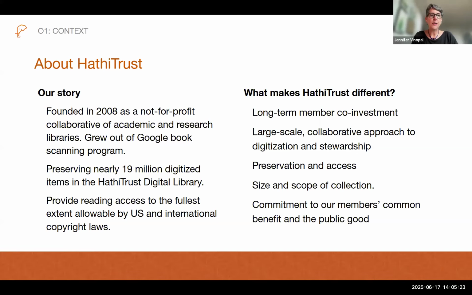So HathiTrust was founded in 2008 as a not-for-profit collaborative of academic and research libraries. It grew out of the Google Book Scanning program. The original Google Book partner libraries wanted a place to put the digitized files of their books that Google had scanned. So they created a repository for preservation and access at the University of Michigan, and this became HathiTrust. We are a collaborative library hosted at the University of Michigan still, and sustained by our members who pay annual fees. We're governed by the member library deans and directors through our board of trustees and through member voting.